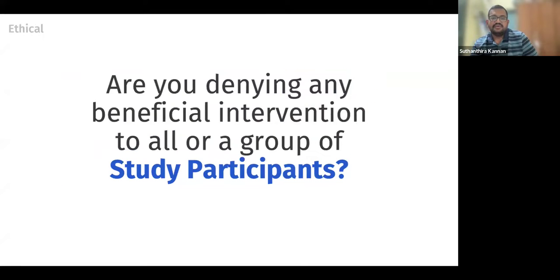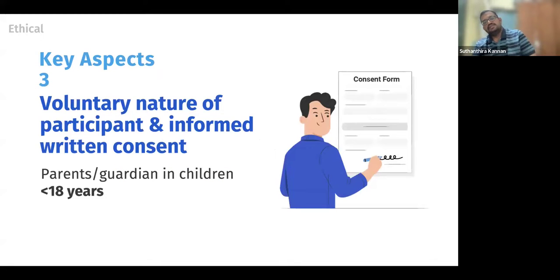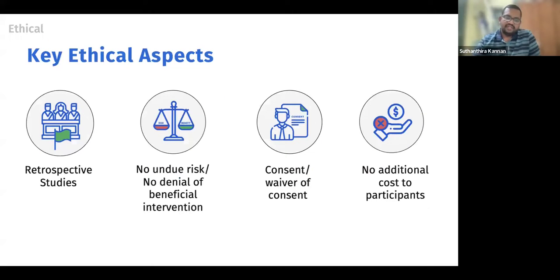Suppose you are doing a beneficial intervention in a group of participants. Suppose you are testing a new diabetic drug with metformin, where one group gets metformin alone and another group does not get the drug that is actually beneficial. You should make sure that they also get that after your study is done. Next, consent of parents or guardians should be there if the study participants are less than 18 years. For retrospective studies, there should not be any undue risk. Consent or a waiver of consent may be taken.